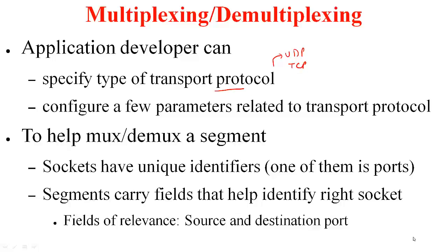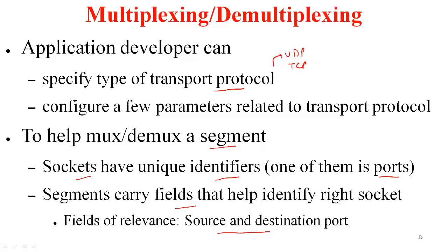So getting back to our original role of multiplexing, demultiplexing, to help multiplex or demultiplex a segment, you need to associate sockets with unique identifiers, and ports are definitely one of them. We'll see more of this soon. Not only that, the segments have to carry certain fields that help identify the right sockets. The fields of relevance here are the source and the destination port.